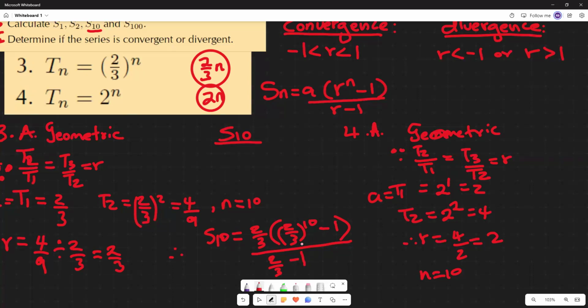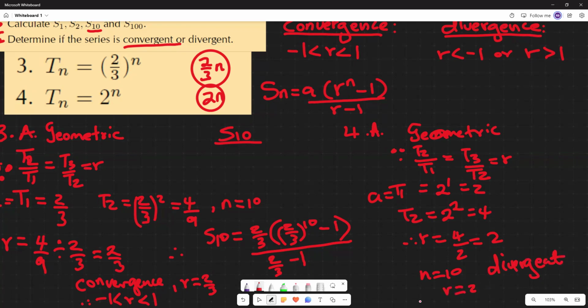And that's it. Now they ask, does the series converge or diverge? You can see that A is convergent. Why am I saying convergent? Because R is 0 point something. Just show that R equals 2 over 3, which is in between the ratio limits. You always show the value of R. This one you're going to say divergent. Why? Because R equals 2, which means R is bigger than 1, so it fulfills the condition for divergence.